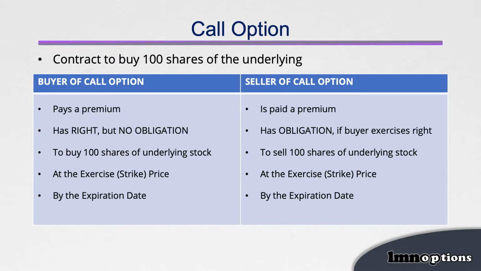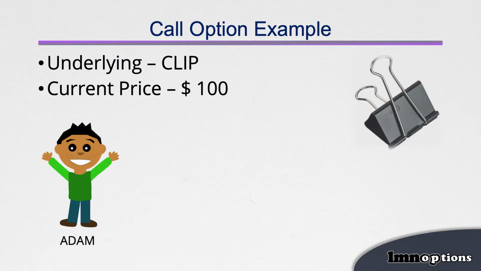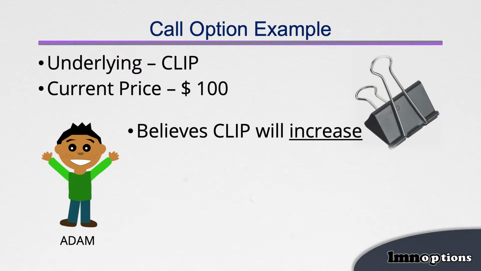We're going to use an example to see how this works in the stock market. And for this example, let's say there's a stock called Clip. There isn't such a stock, it's fictional, so don't go looking for it. Let's just say the current price of the stock now is $100 per share. And again, we have Adam from our example. Now, Adam thinks the share price of this company, Clip, will increase. What can Adam do to benefit from that increase?